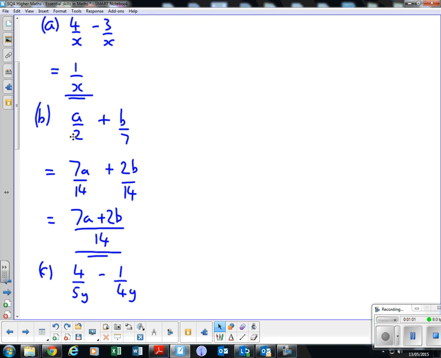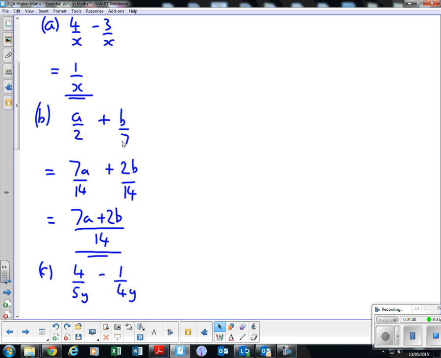If I'm turning the 2 into the 14, I am multiplying the top by 7. So 7a over 14 is exactly the same as a over 2. It's the same fraction, just written a different way. Here I'm turning the 7 into a 14 for the denominator, so I need to multiply the top by the same number, so I need to multiply the top by 2 as well. And once I've done that, I'll write 7a plus 2b all over 14, just to make it one fraction.